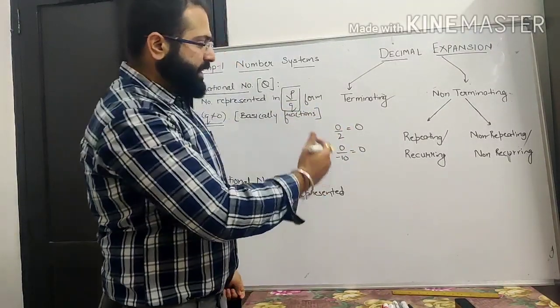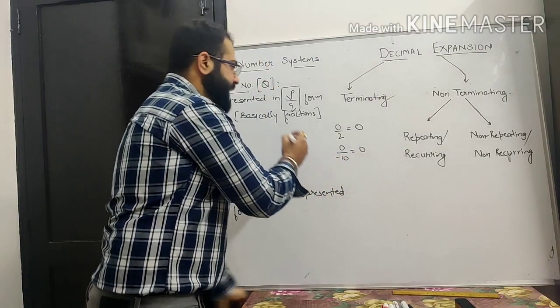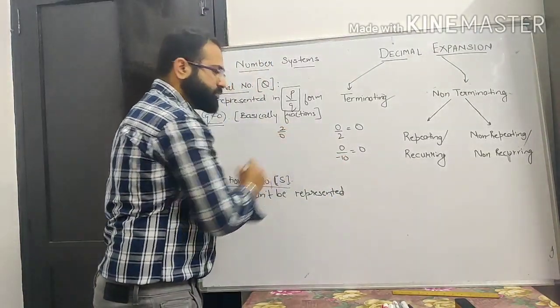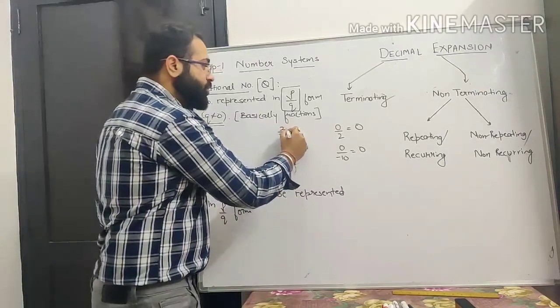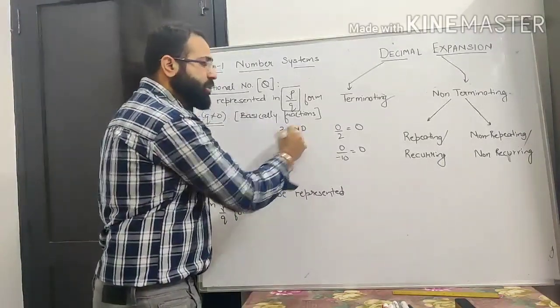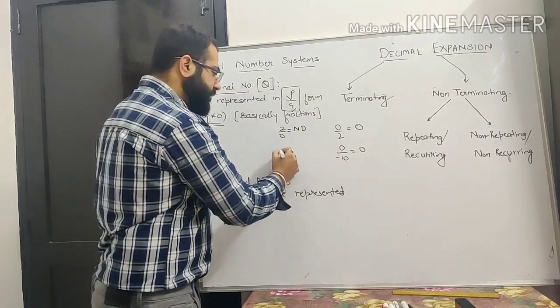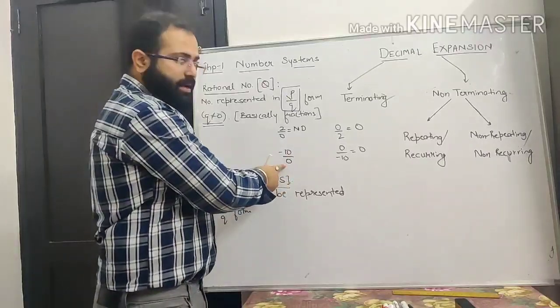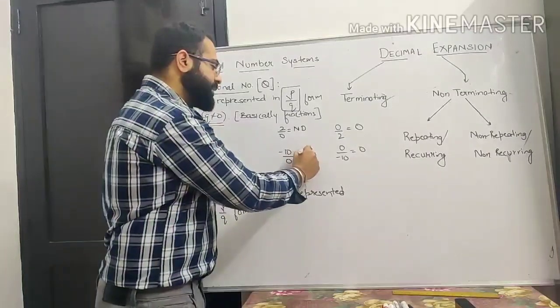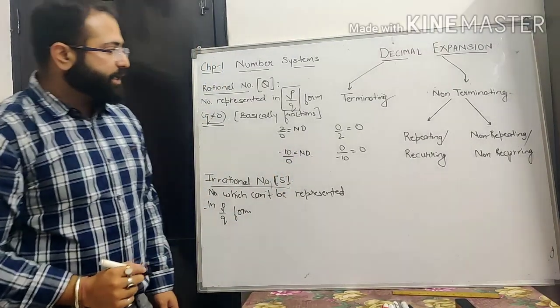But what if we take the converse of this? Suppose I say 2 by 0. Now we know that division by 0 is not possible, so you won't get any answer. So this is a not defined form. Similarly, for the negative number, if I say minus 10 by 0, now again we know that division by 0 is not possible. So again this will be a not defined form.